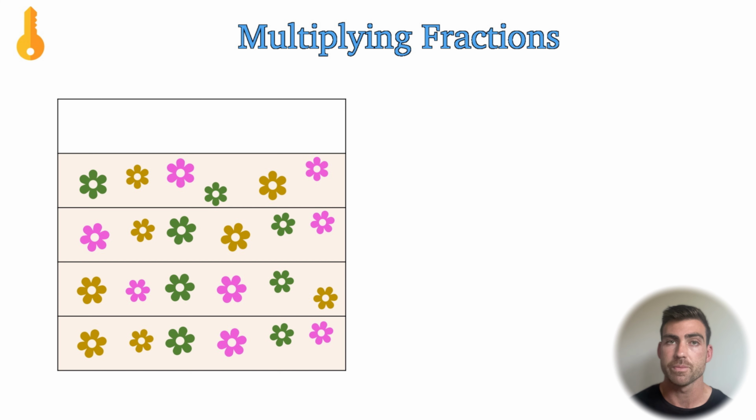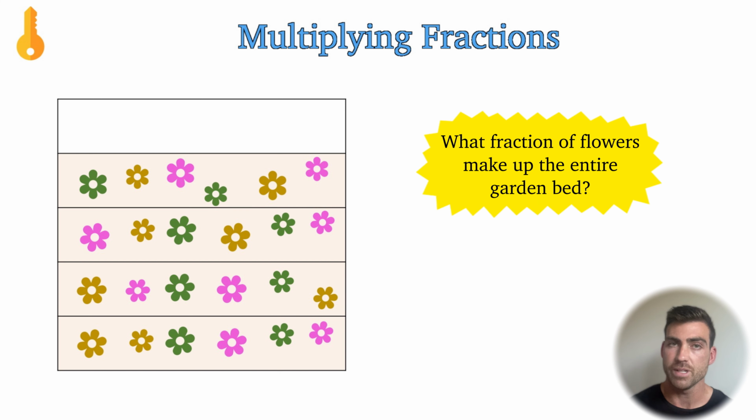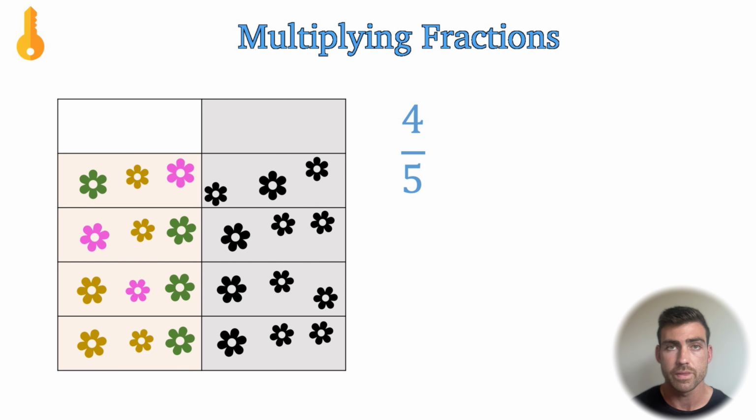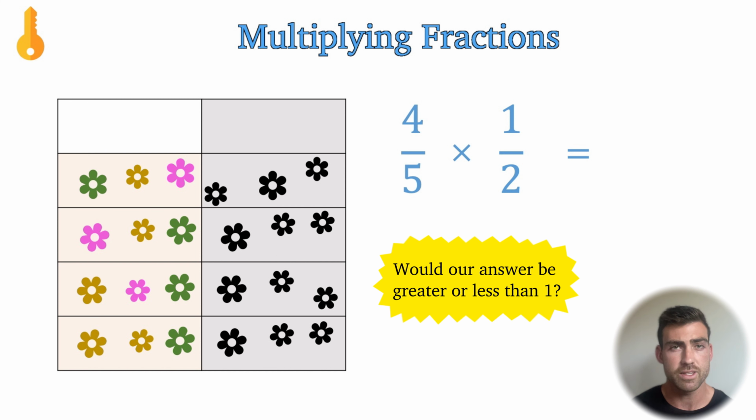with flowers. What fraction of flowers make up the entire garden bed? Yes, 4/5. Now, unfortunately, there was a storm and only one half of the garden bed survived. If we wanted to work out exactly how many flowers are left as a fraction, we will need to multiply 4/5 by 1/2. Would our answer be greater than 1 or less than 1?